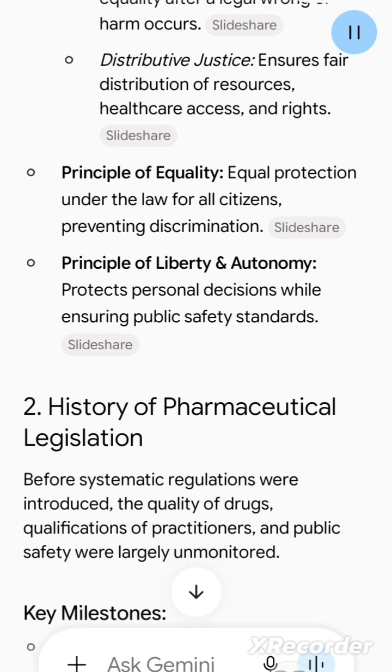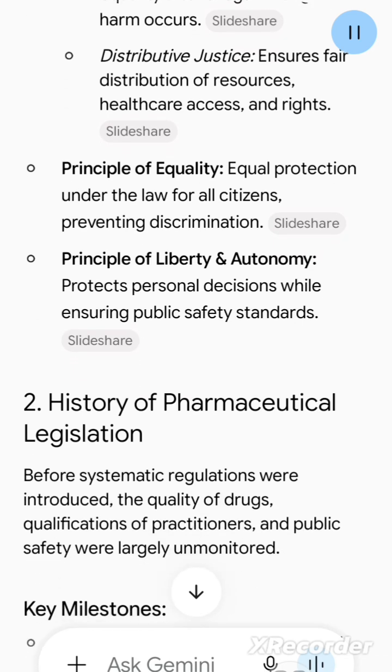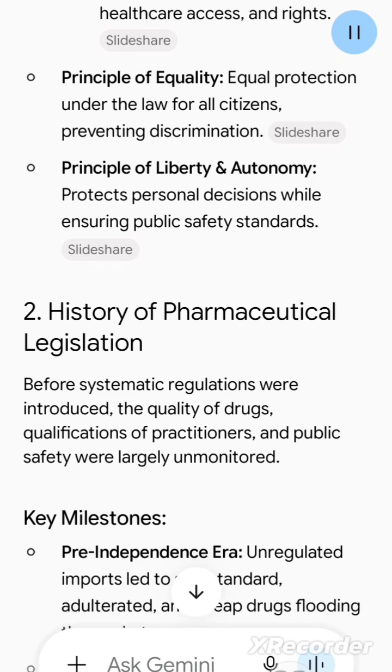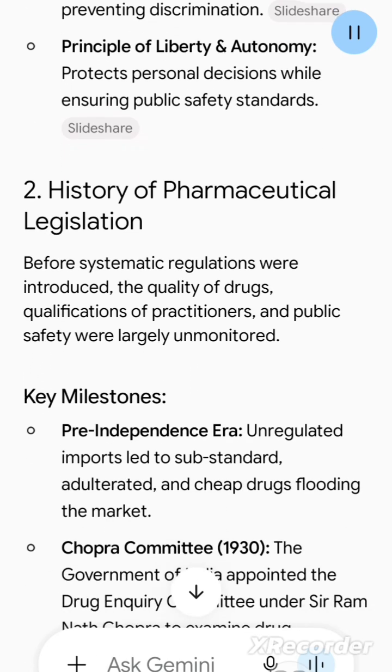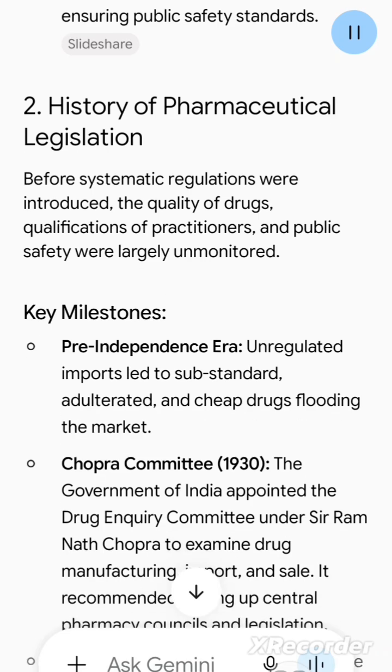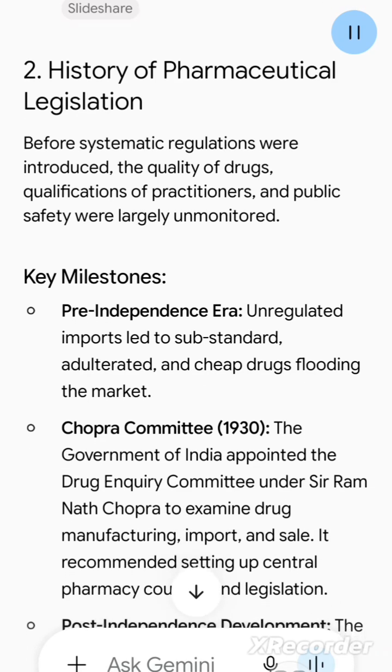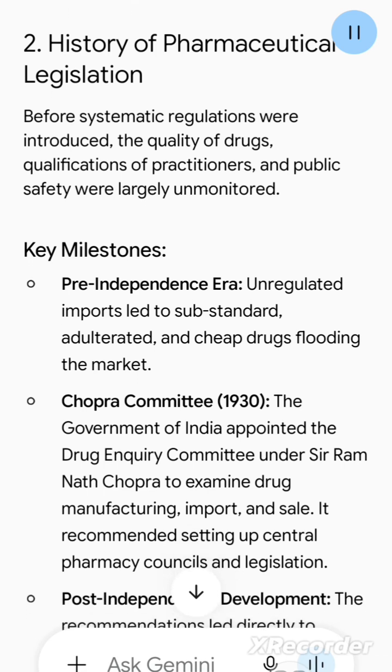Principle of equality. Equal protection under the law for all citizens, preventing discrimination. Principle of liberty and autonomy. Protects personal decisions while ensuring public safety standards. 2. History of pharmaceutical legislation. Before systematic regulations were introduced, the quality of drugs, qualifications of practitioners, and public safety were largely unmonitored.